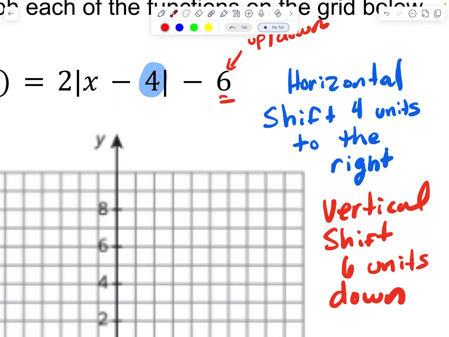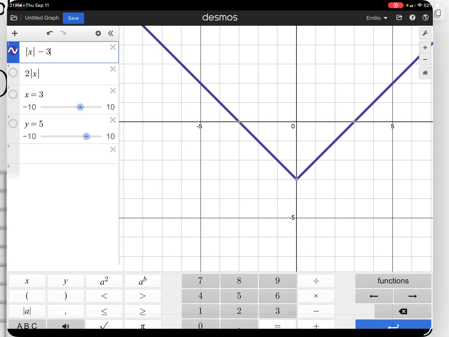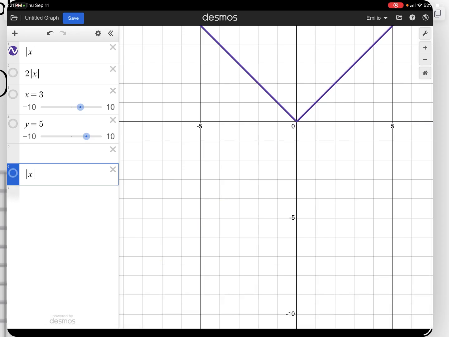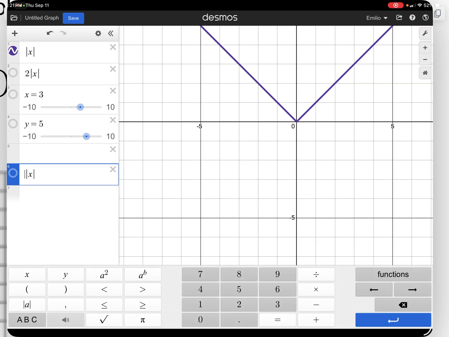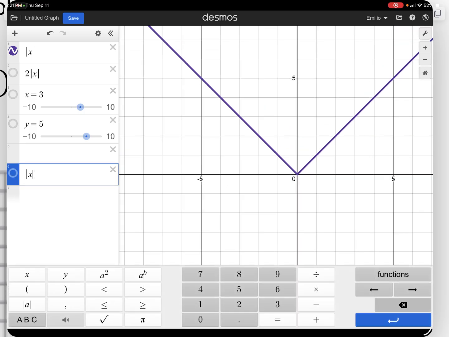So now one last thing that we have to talk about is this 2 out in front. Now, before I talk about that, I do want to show you how it impacts the graph. So what happens if I have the graph and then I put a 2 in front? So let's see what happens. Let me turn it off and let me put a 2 out in front. So let's see what it does to the graph. Oh.